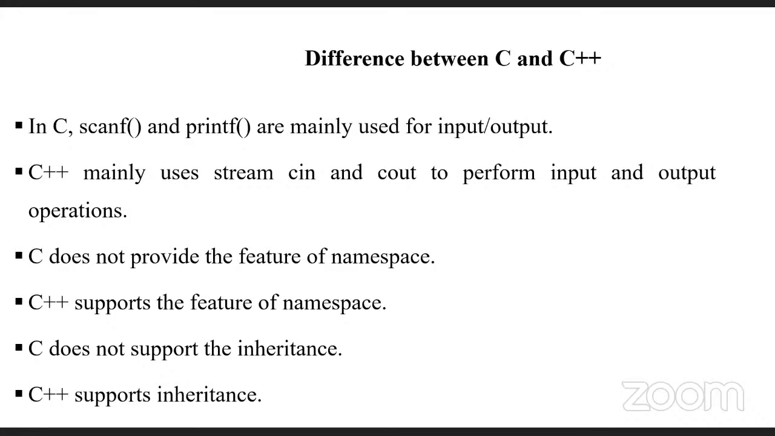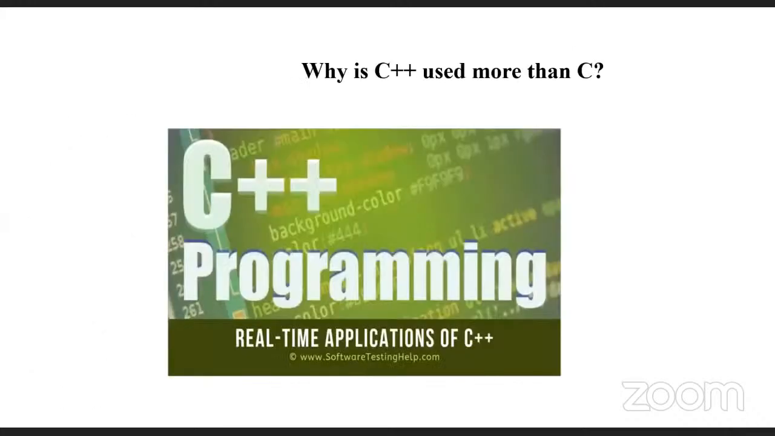So C does not support inheritance. Can you guess in general what inheritance is? In general, inheritance means acquiring all the properties from parent to child. Take a real time example: I am the child and I have a parent. I acquire everything from the parent class to the child class, and that is called inheritance. C does not support it, but C++ supports inheritance. So this is a main difference between C and C++.